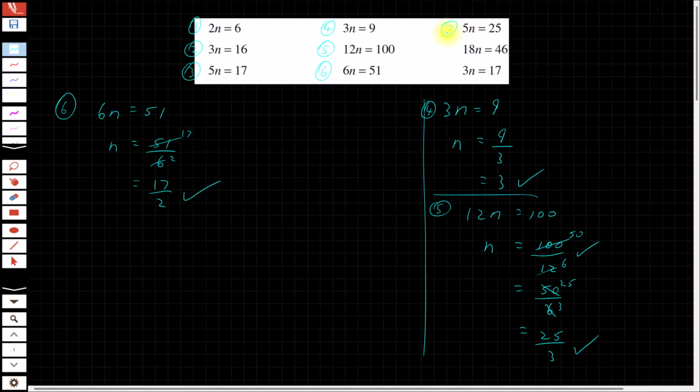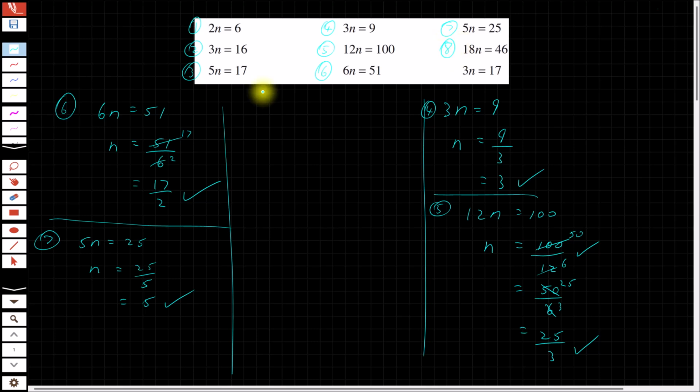Number 7. 5n equals 25. Divide the left hand side by 5 and divide the right hand side by 5. We have n equals 25 over 5, which equals 25 divided by 5 is 5. Number 8. 18n equals 46. Divide the left hand side by 18, divide the right hand side by 18. So we have n equals 46 over 18.